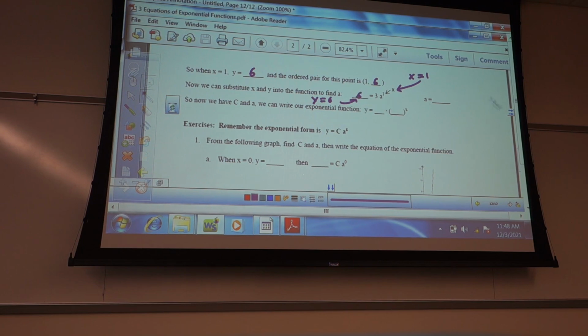So then we have 6 equals 3 times a to the 1. What's a to the 1? A. So 6 equals 3a. How do I solve for a? Divide both sides by 3, and I'll get 2. A is 2. So finally, we have our equation. My c is 3. My a is 2. So my final equation is going to be y equals 3 times 2 to the x. Done.